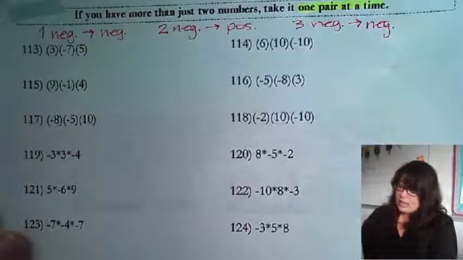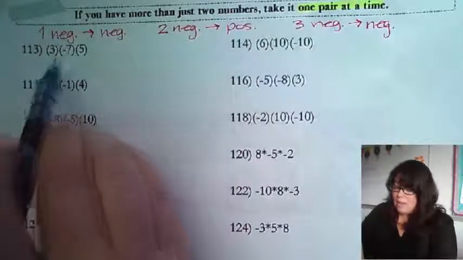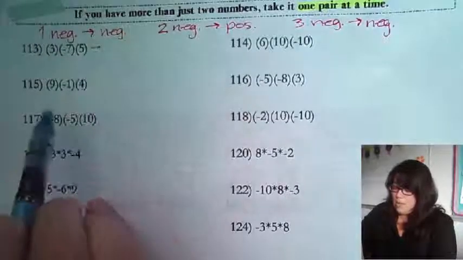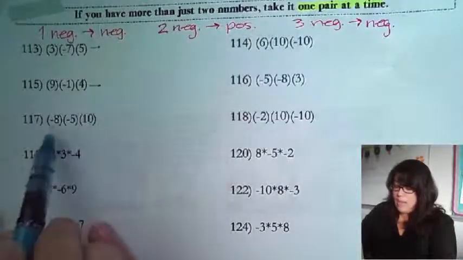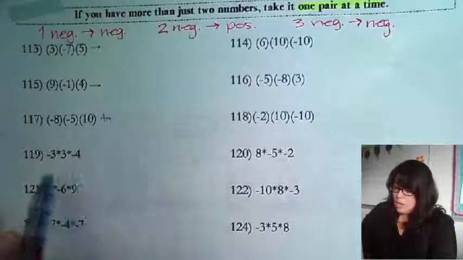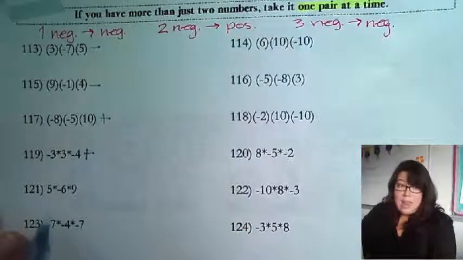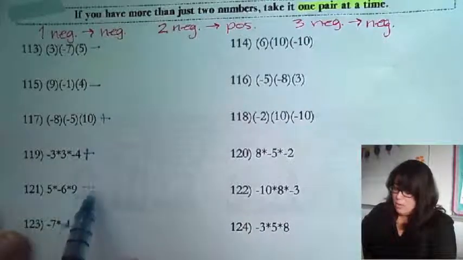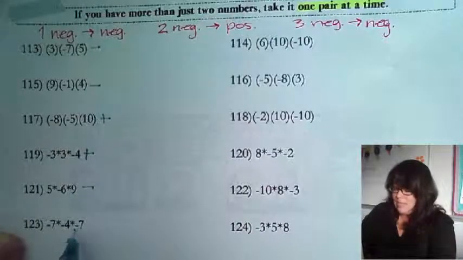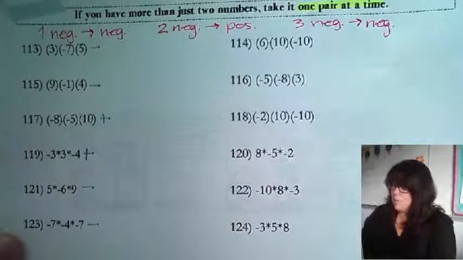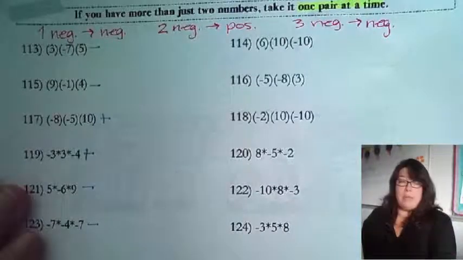So let's do our signs. Here I have 1 negative, so this one will be negative. 1 negative, negative. 2 negatives, this will be positive. 2 negatives, this will be positive. 1 negative, that'll be a negative. And 1, 2, 3 negatives, that'll be a negative as well. Now all I have to do is the actual number multiplication part.